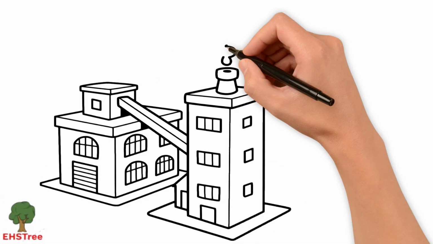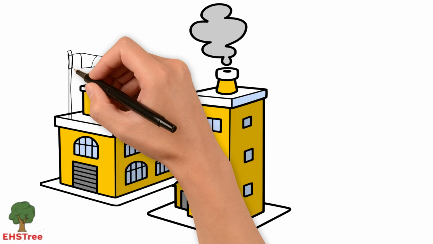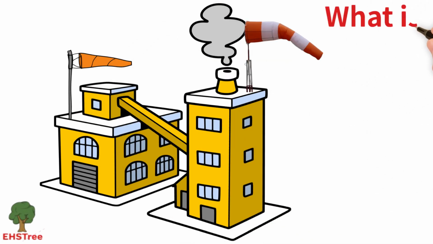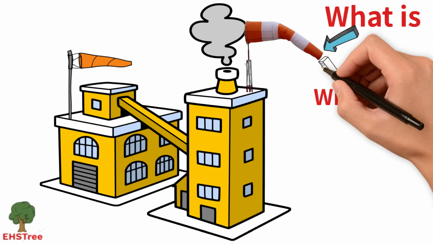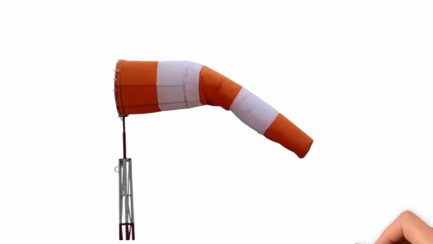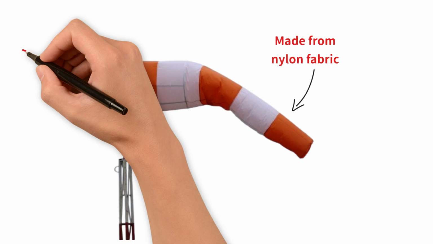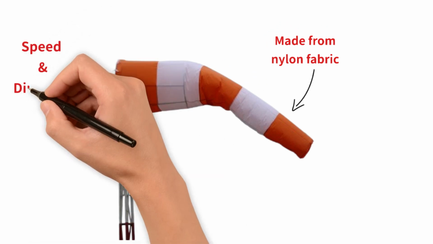Today, we are exploring the intriguing world of windsocks, simple yet essential tools that provide critical information across various industries. What is a windsock? The windsock is a white and red striped conical tube generally made from nylon fabric or a woven textile to estimate wind speed and direction.